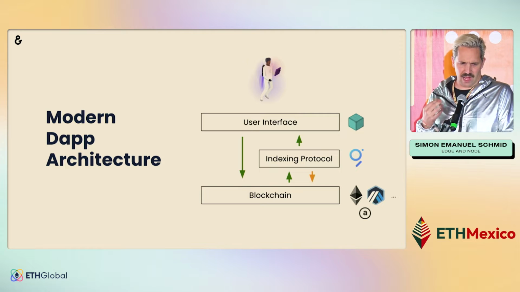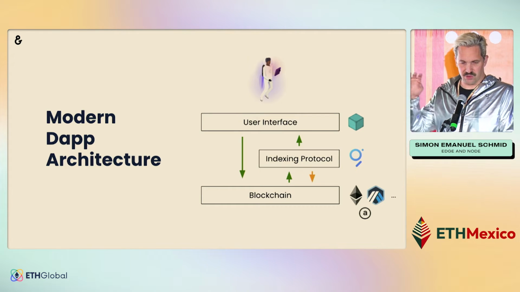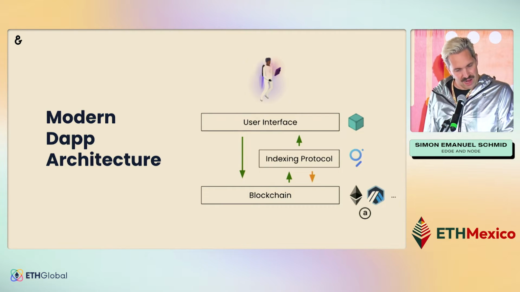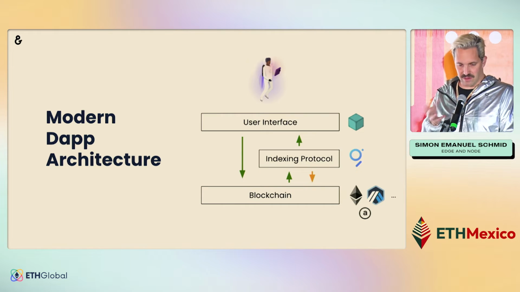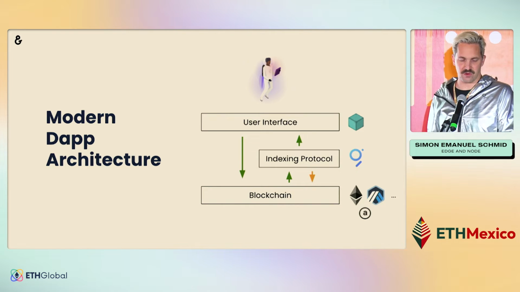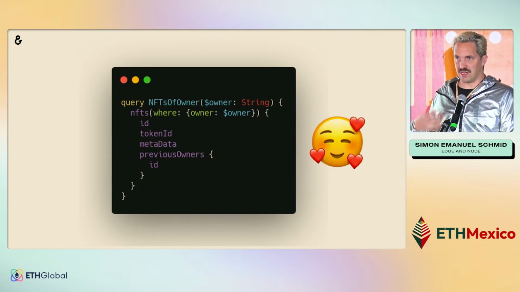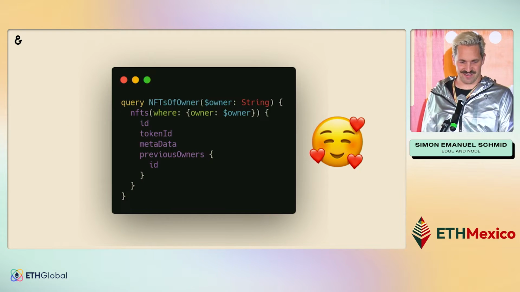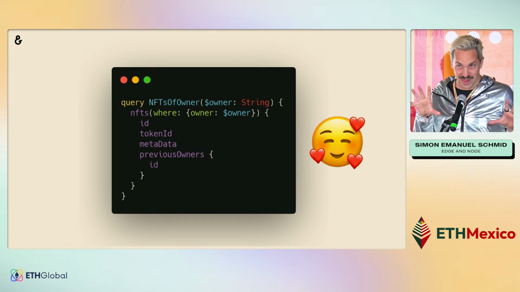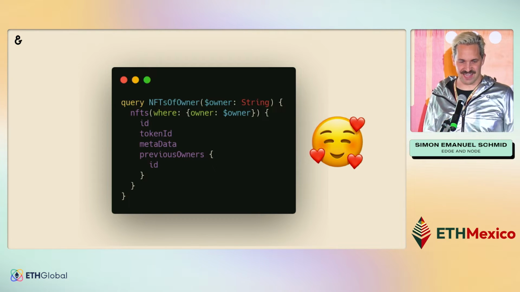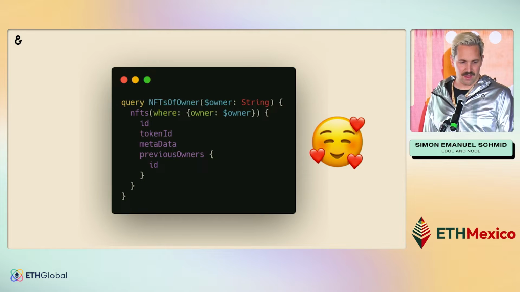So how should it be? You should have a user interface on top that actually writes to the blockchain, and an indexing query protocol in the middle that gives you this data efficiently. So in the end, you can write queries that look like this. Very nice, and I love GraphQL because it's such a nice language. This does actually the same, and sending this query is a matter of milliseconds.